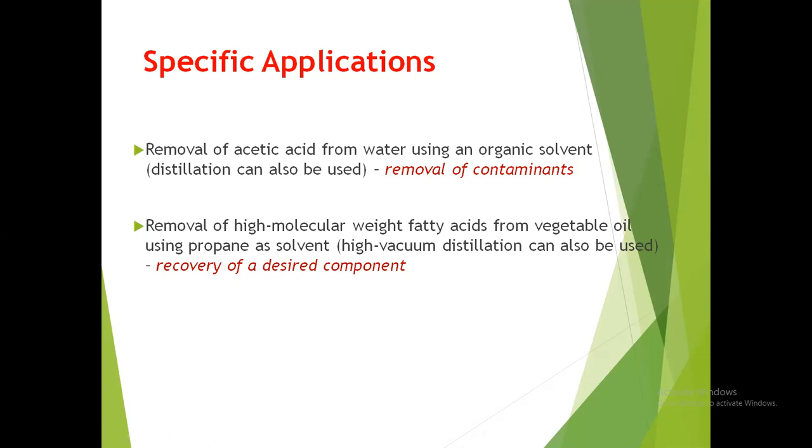Now, another application is the removal of high molecular weight fatty acids from vegetable oil. Again, an organic solvent is being used here. So propane is the solvent and it's organic. And another alternative that can be used here is high vacuum distillation. If distillation is costly, then high vacuum distillation is even more costly, so you have extraction as an alternative in this case. Now in here, you have the recovery of the desired component, which is the high value fatty acid or the high molecular weight fatty acid. In the case of the previous example, your liquid extraction is used in removing a certain contaminant. And in there, we view acetic acid as the contaminant because we separate it from water, or we take it out from the water that contains it.